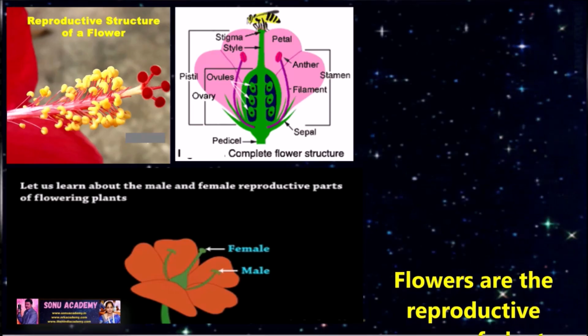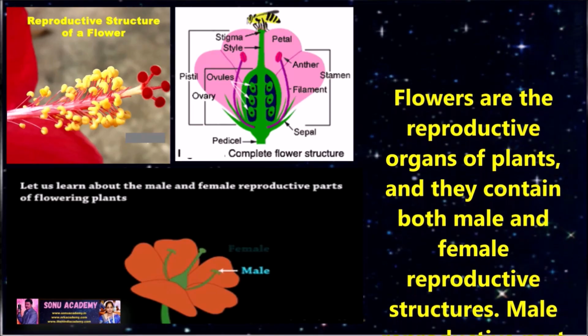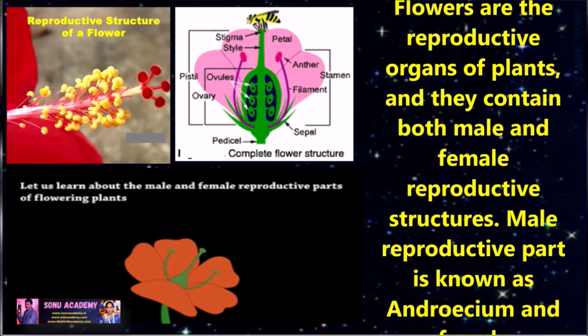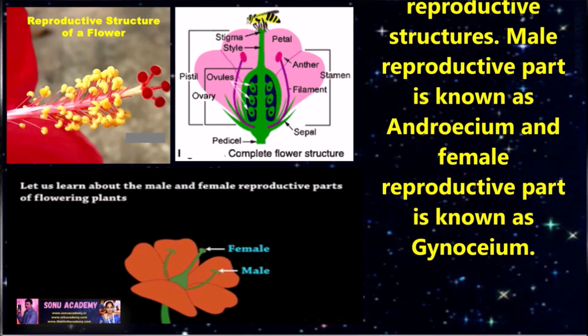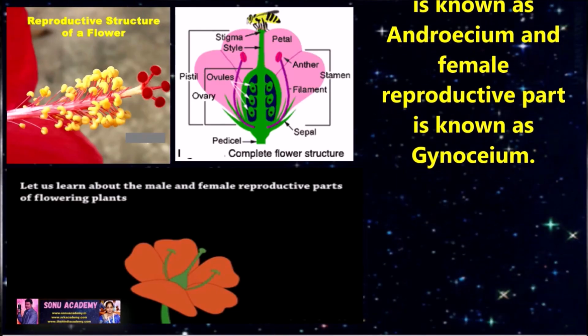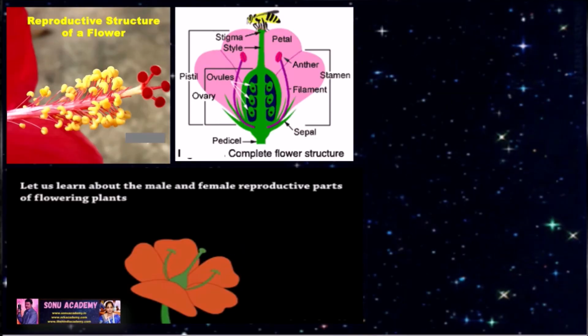Children, let us discuss the reproductive structure of a flower. Flowers are reproductive organs of a plant and they contain both male and female reproductive structures. The male reproductive part is known as androecium and the female reproductive part is known as gynoecium.